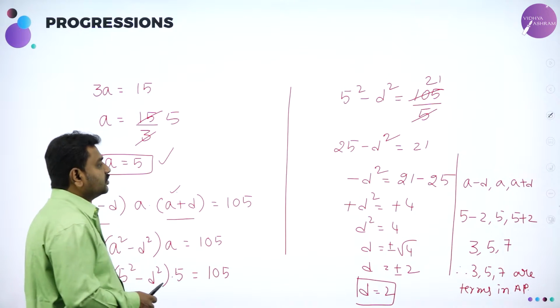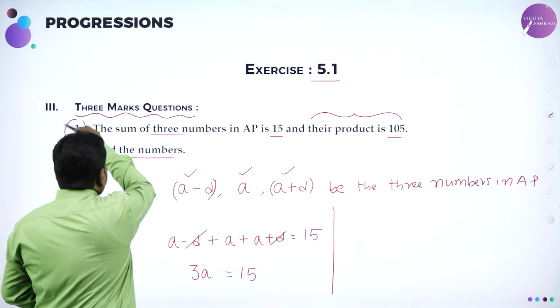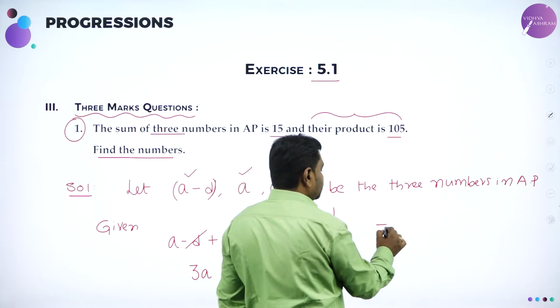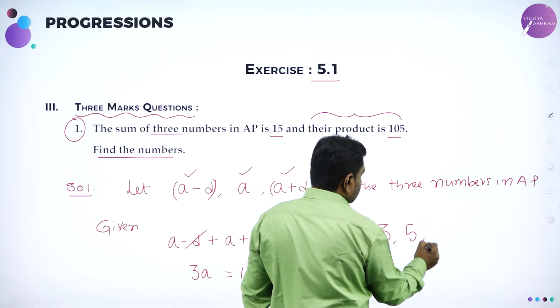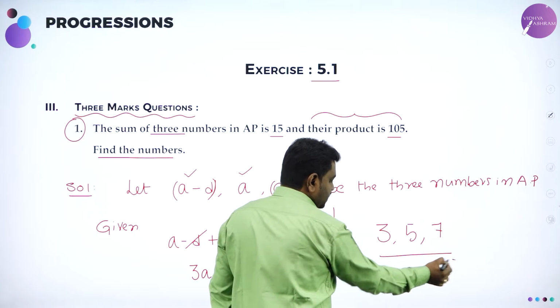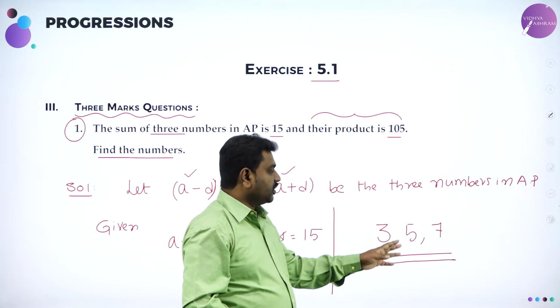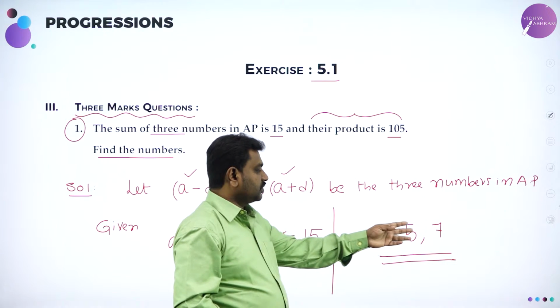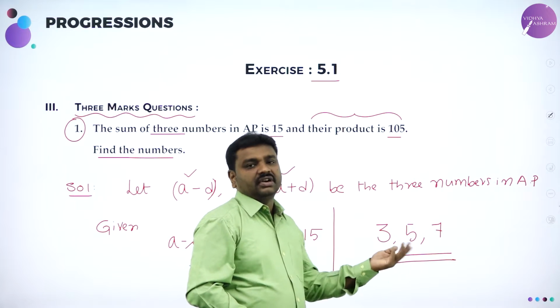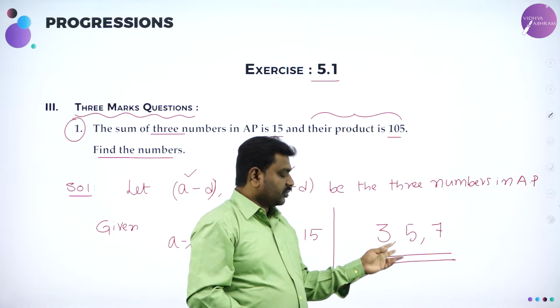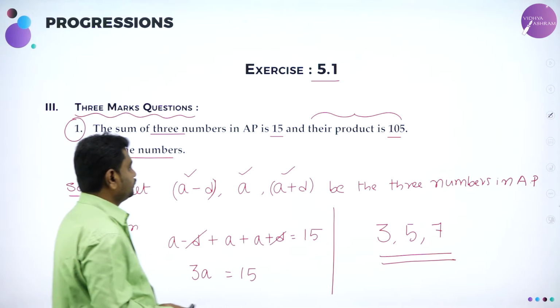We got the answer. So for this question, they wanted you to find 3 numbers. What are the 3 numbers? 3, 5, 7. You can see these are the numbers. This is the answer. And you can check. If you add, you will get 15. And if you multiply, you will get 105. So 7 times 5 is 35. 35 times 3 is 105. And 7 plus 5 is 12. 12 plus 3 is 15. That's it.